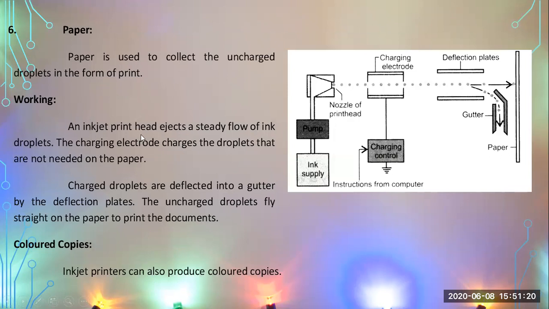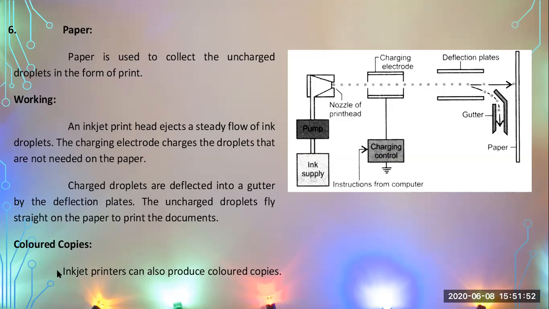Working: an inkjet print head ejects a steady flow of ink droplets. These are the main points to see how the working of this inkjet printer takes place. Number one, the inkjet printer head ejects a steady flow of ink droplets. Number two, the charging electrode charges the droplets that are not needed on the paper, and they are charged by the computer.